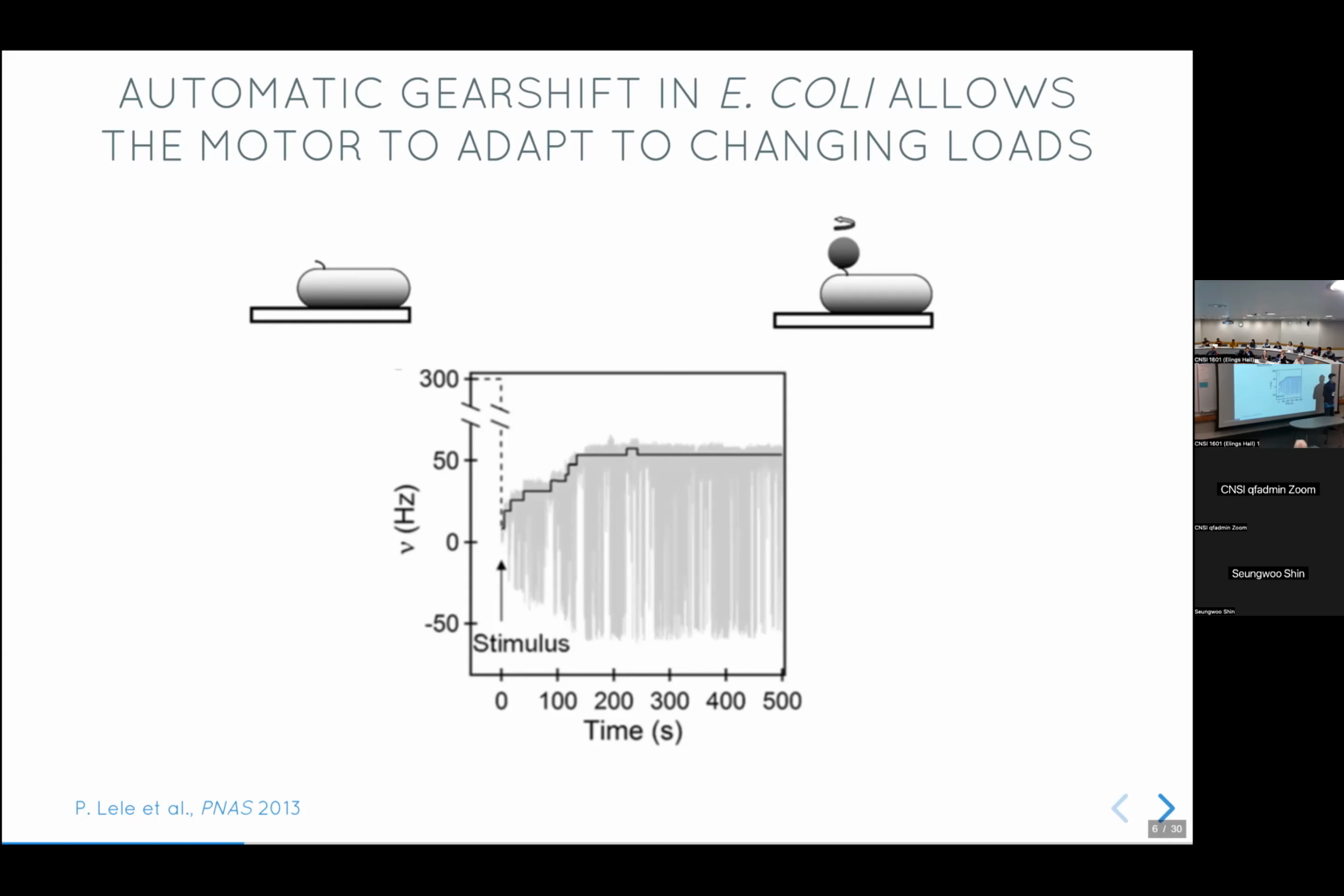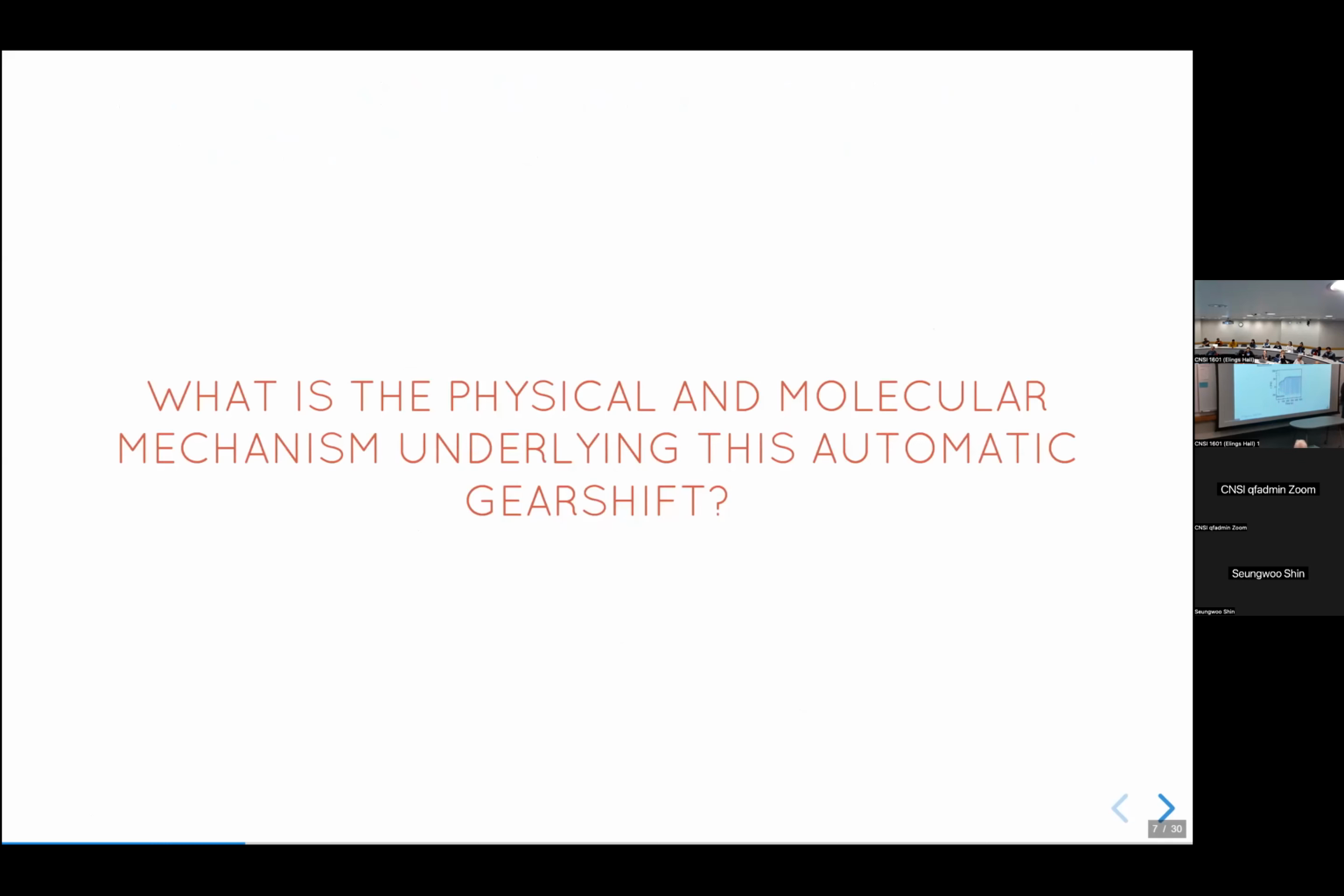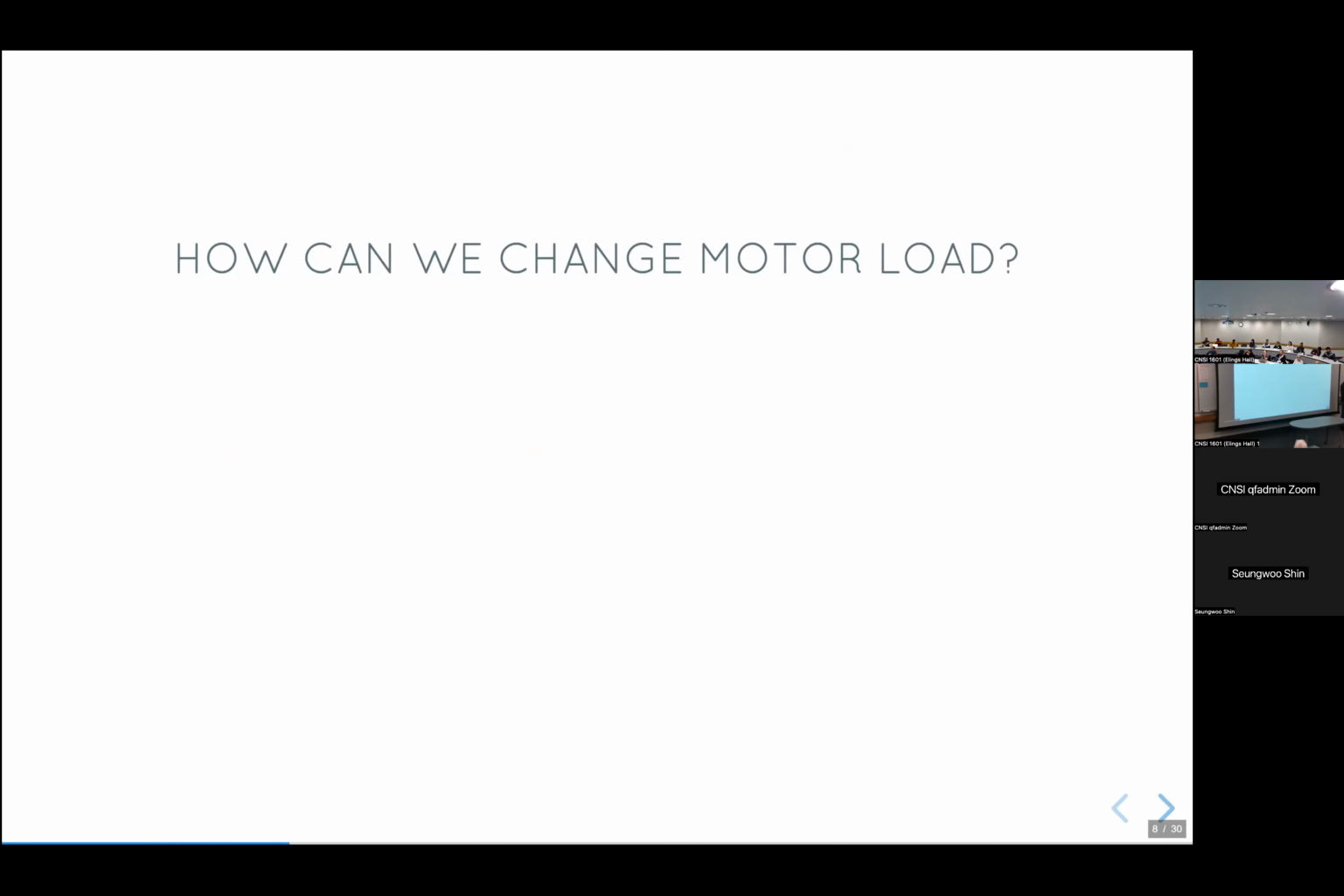Okay, so we want to know what is the physical and molecular mechanism that is underlying this gear shift analogy. So this is when I came into the project and I asked, how can we change the load on the motor? So we thought of an ideal experiment. What would be an ideal experiment?